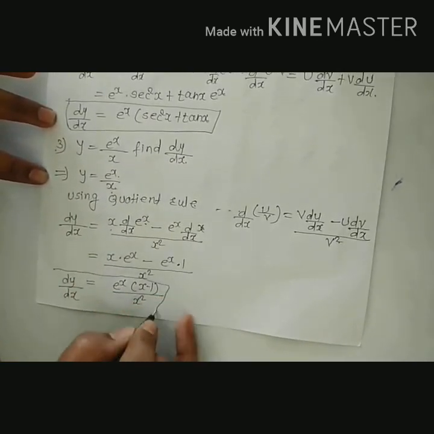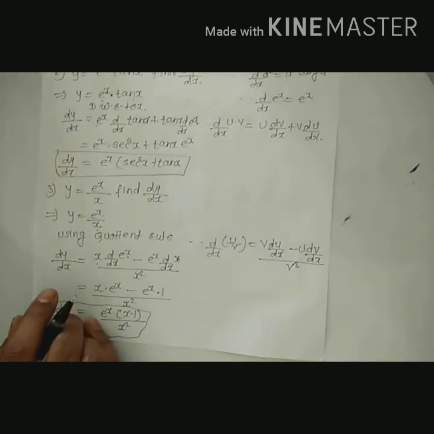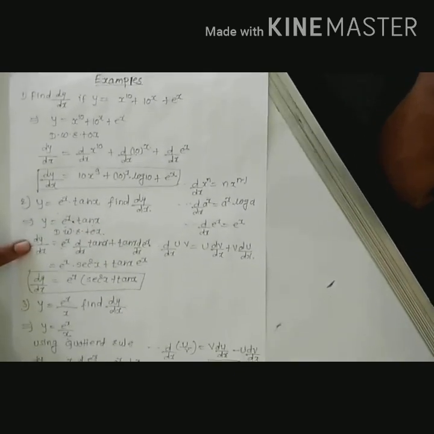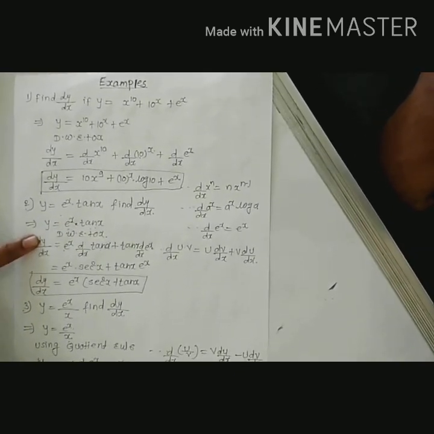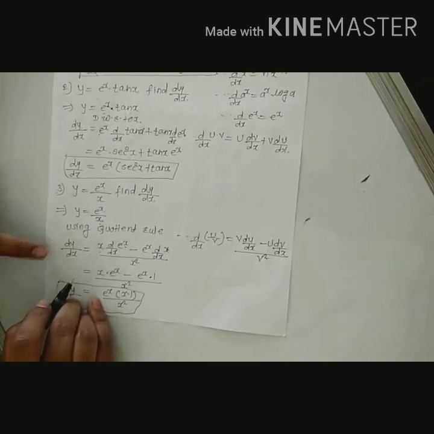That is the third example. We have given three examples. In the first example, we used the sum of derivatives. In the second example, we used the product of derivatives. And in the third example, we used the quotient of derivatives.